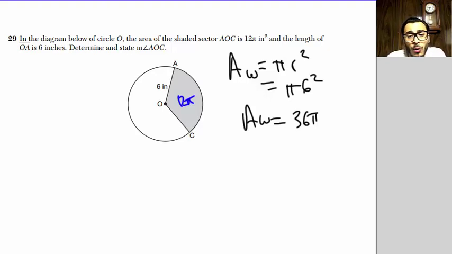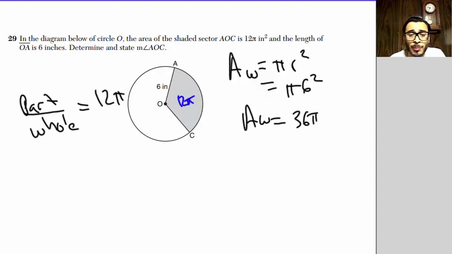Now let's figure out what part this sector is out of the whole circle, and we can do that with this formula, part over whole. So 12 pi is a part out of the whole. The whole area is 36 pi. So that sector is 12 pi out of 36 pi, which works out to 1/3. So that sector is 1/3 of the whole circle, right? 12 over 36 reduces to 1/3.